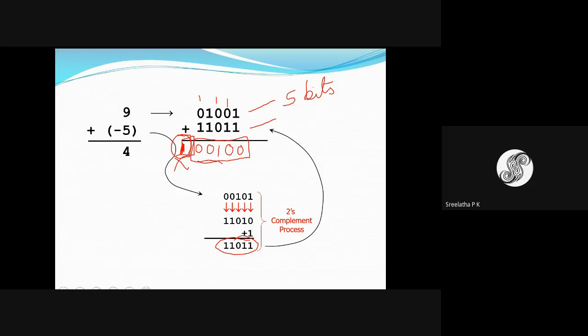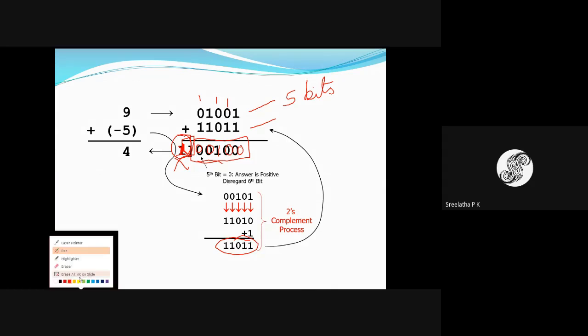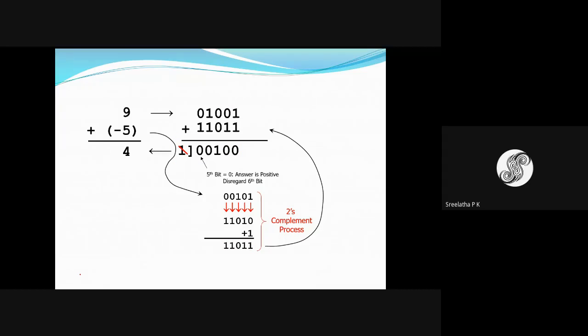So what I have written is 0, so that means the answer is a positive value and the value is 4. So it is plus 4, MSB is 0. Whatever extra bit you get is discarded.